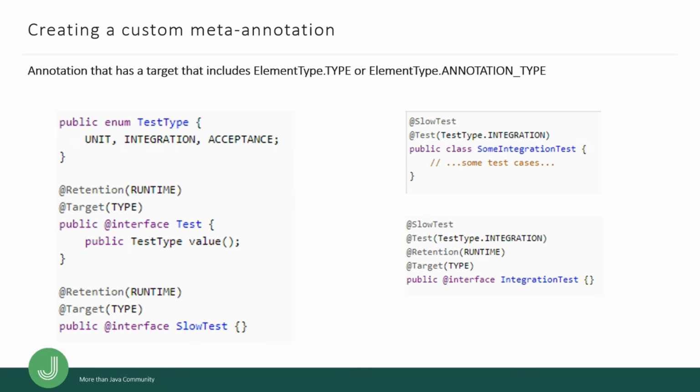So, of course, if we had set the target to annotation type, not only to type, that means that the first picture on the right won't be valid. So we cannot apply it to a class, only to an annotation interface.